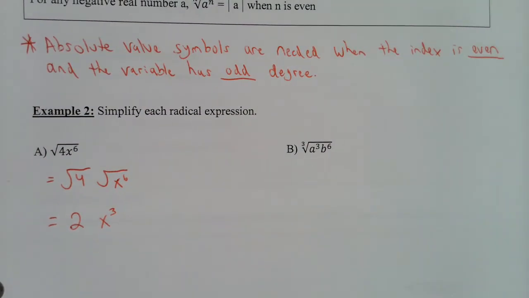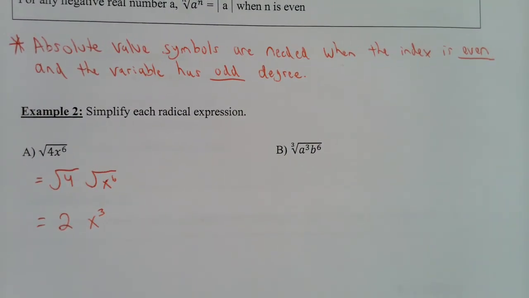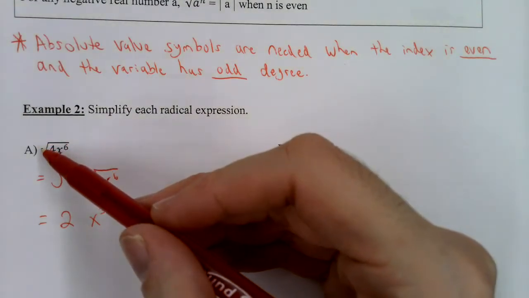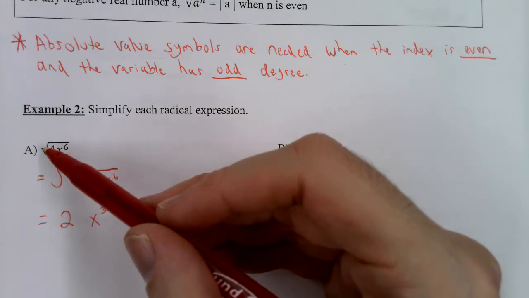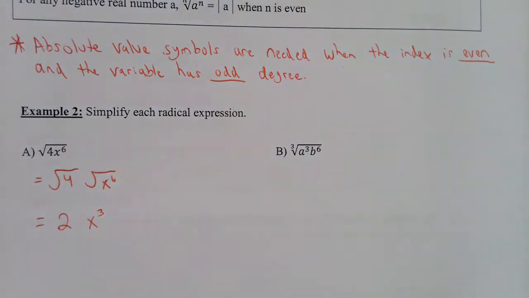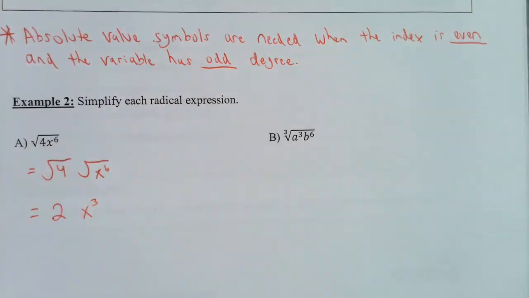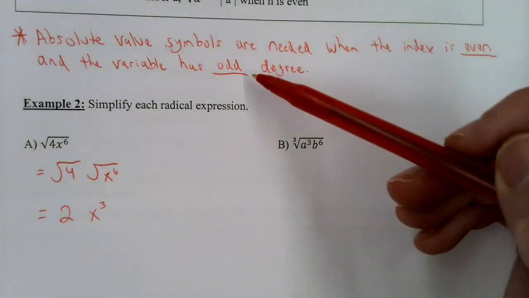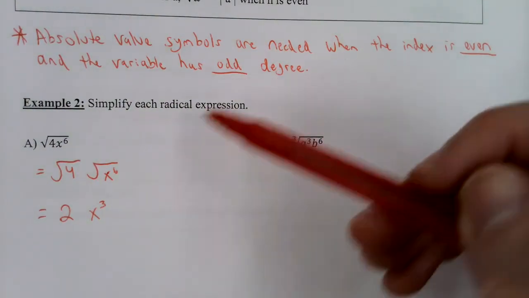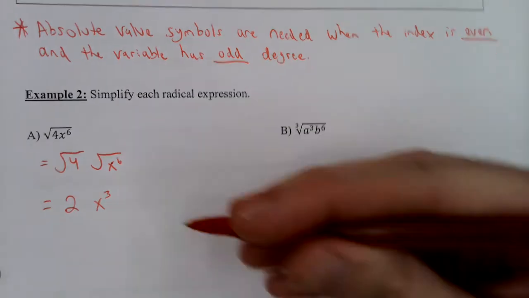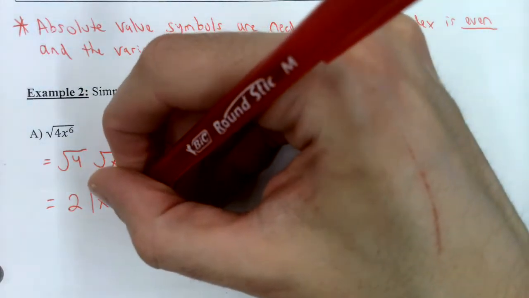But look above. Absolute value symbols are needed when the index is even. This index is even because it's a 2. It's not shown, but if there's no index, it's implied to be a 2. So this index is even, and the variable has odd degree, so absolute value symbols are needed in the answer.